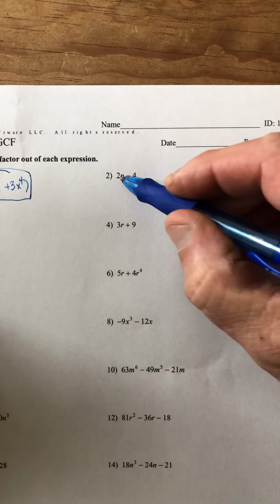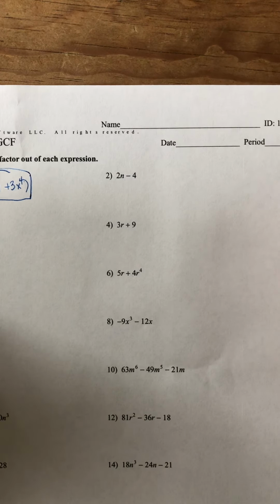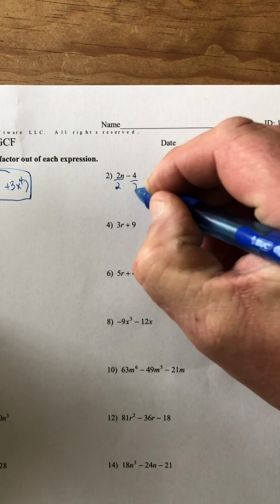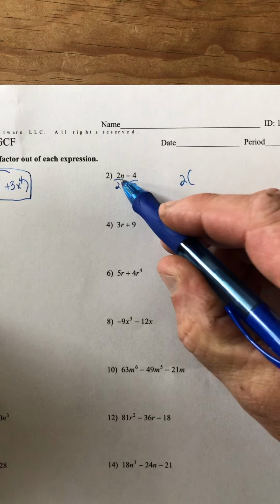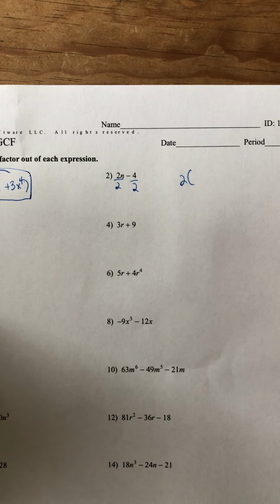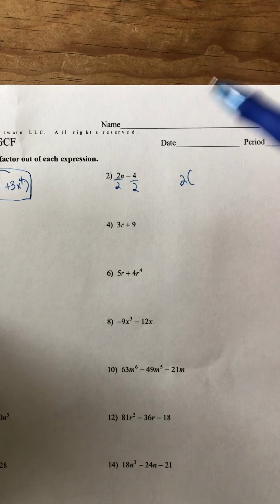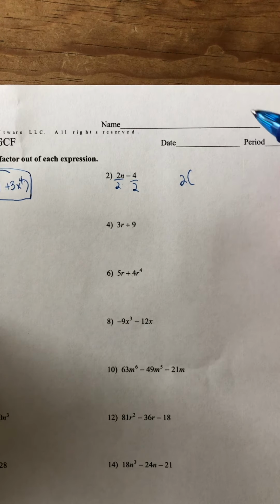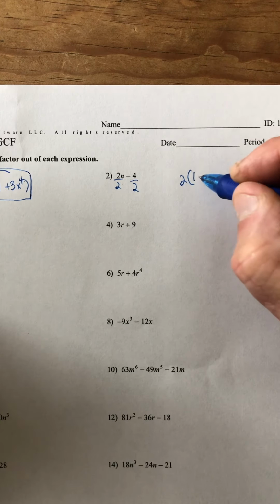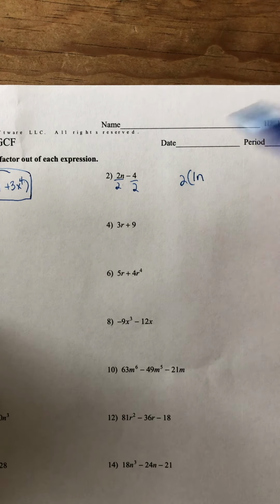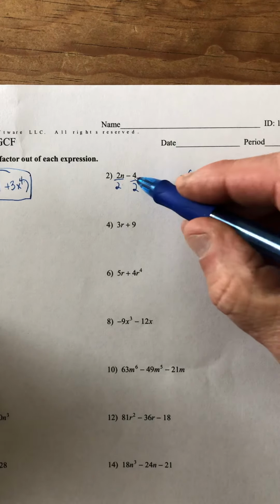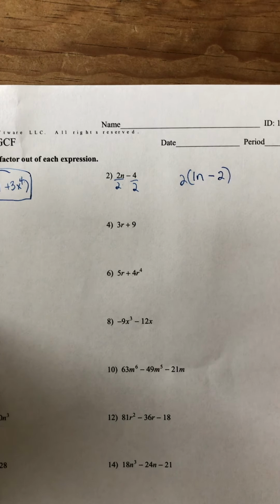Number 2, we have 2n minus 4. Ask yourself, what is the biggest number that goes into both 2 and 4? And that is going to be 2. And do I have any variables in common? No, I do not. So our GCF is just going to be 2. So 2n divided by 2 just gives us 1, or 1n, because n divided by nothing is just n. Minus 4 divided by 2 is 2.